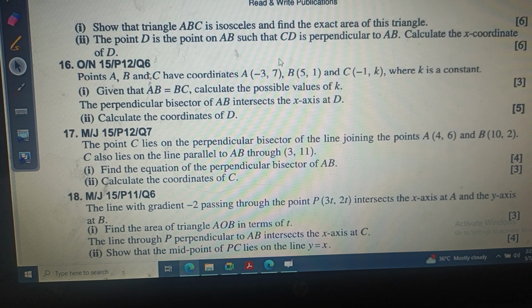Is 16 something that can be done? Sorry, sir, what are you saying? Look at question number 16 over there. Yes. Is it easy to do?